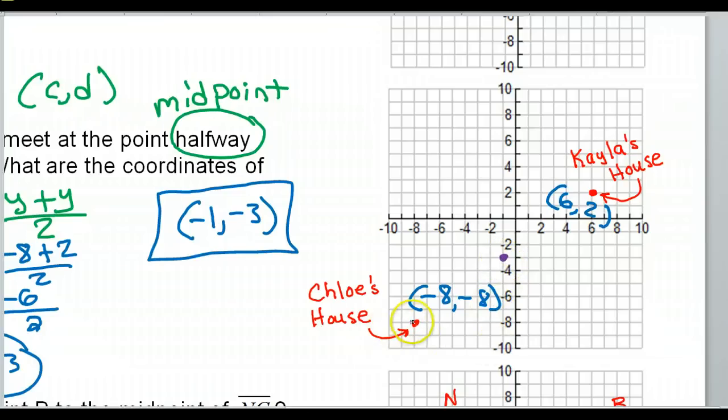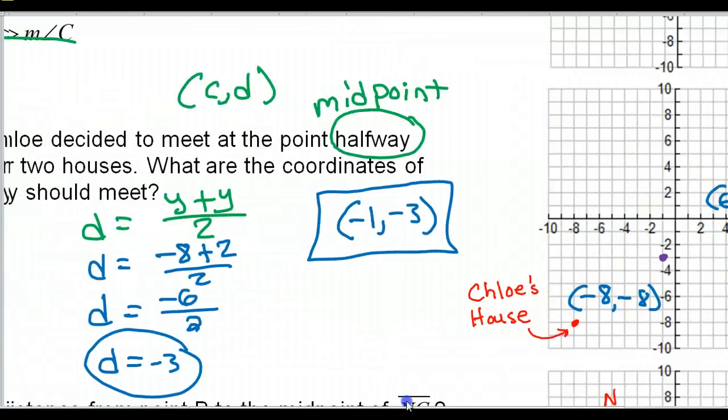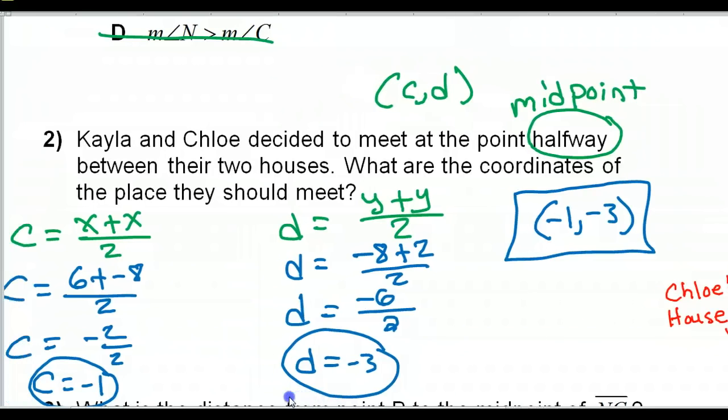Look at it going to Chloe's house. If it is down 5 and back 7, then we win. 1, 2, 3, 4, 5. 1, 2, 3, 4, 5, 6, 7. See the symmetry? Over 7, up 5, over 7, up 5. This must be in the middle. So that's just a way of checking your answer. All right, that is how you do number 2.